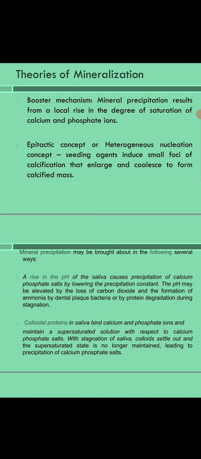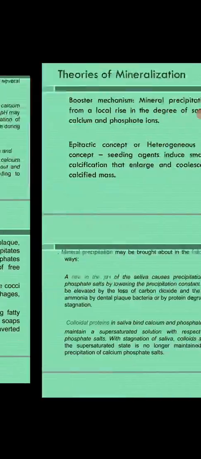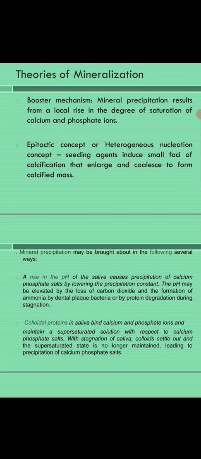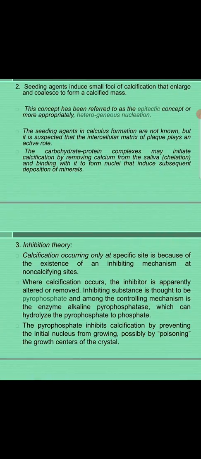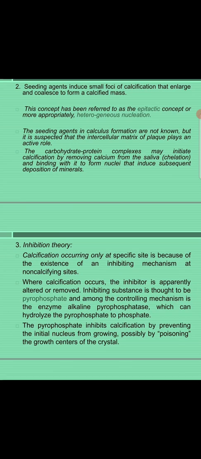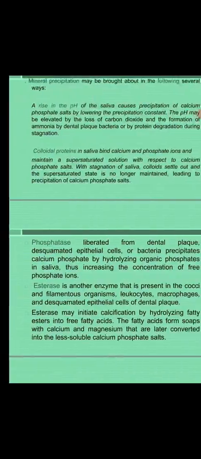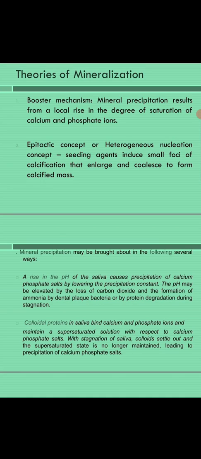Now come to the theories of mineralization. How does mineralization occur? How does plaque mineralization occur to become calculus? There are basically 4 theories. These theories are very, very important. The first is the booster mechanism, second is the epitactic concept or heterogeneous nucleation concept, third is the inhibition theory, and fourth is the transformation theory. These are the 4 theories of mineralization.